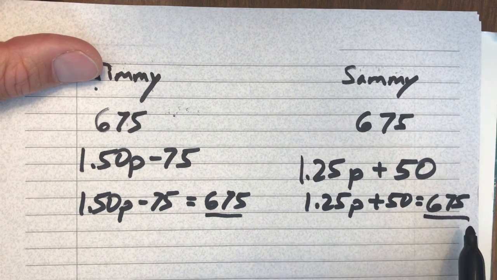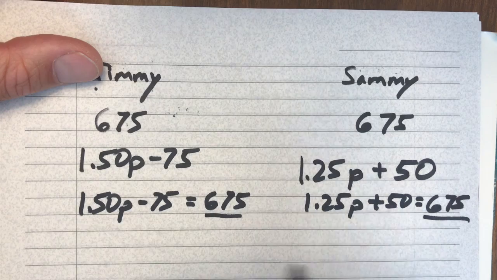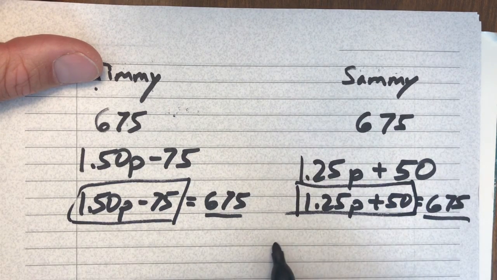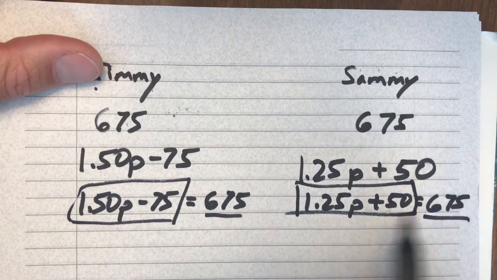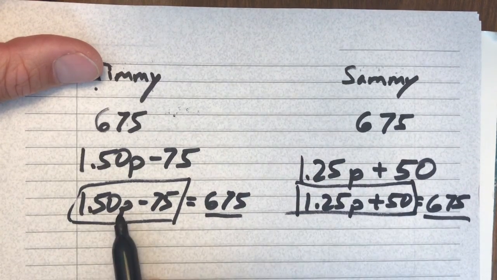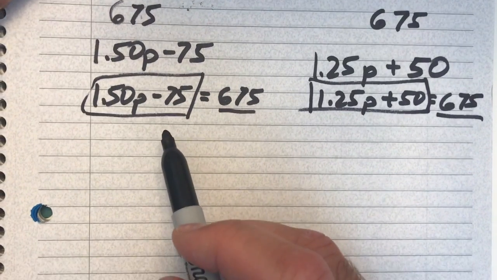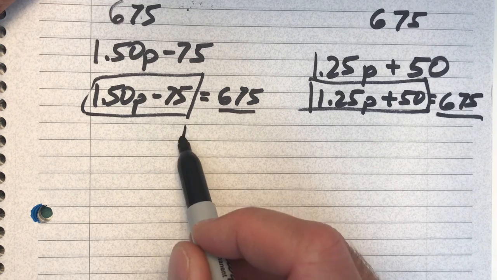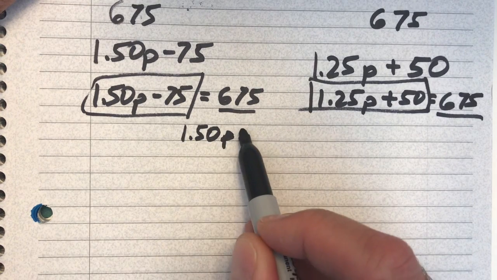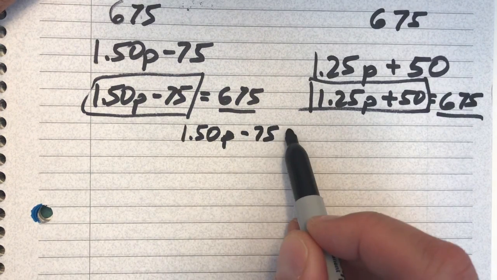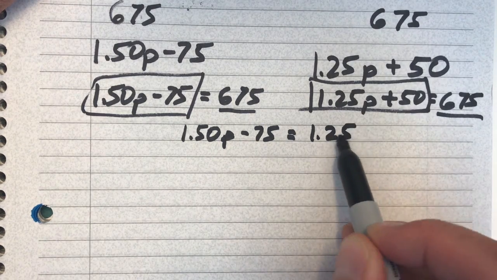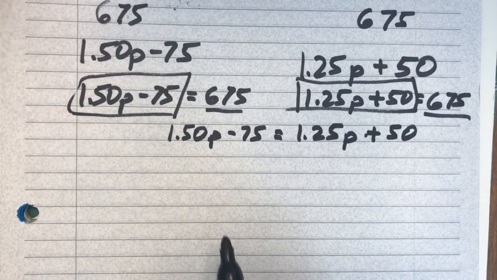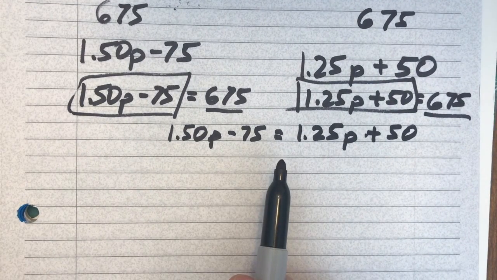We're going to use this algebra technique. Since these are both equal to each other, that means this is equal to this, okay? Since they both equal the same thing, that must mean they equal each other. So we're going to set up an equation that is going to have variables on both sides of the equal sign. So here we go. $1.50p minus 75 equals $1.25p plus 50.